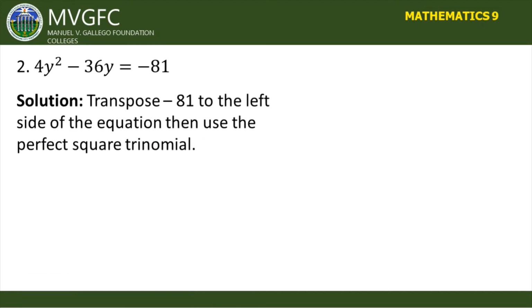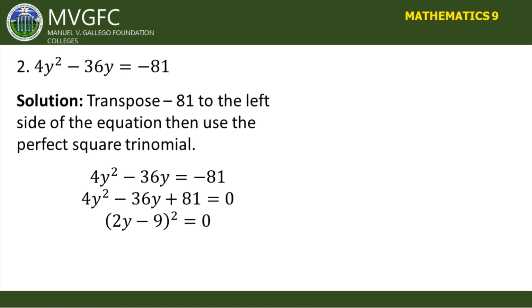For number 2, we have 4y squared minus 36y is equal to negative 81. The solution is for us to transpose negative 81 to the left side of the equation, then use the perfect square trinomial. So we have now 4y squared minus 36y plus 81 is equal to 0, since I transposed negative 81 to the left side of the equation. Factor it out, we have quantity 2y minus 9 squared.